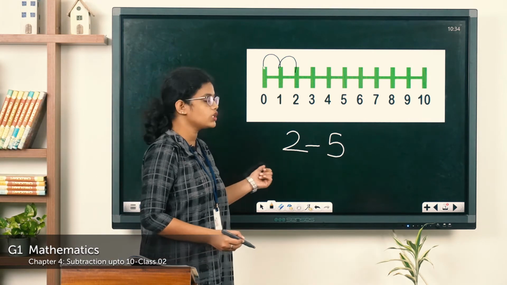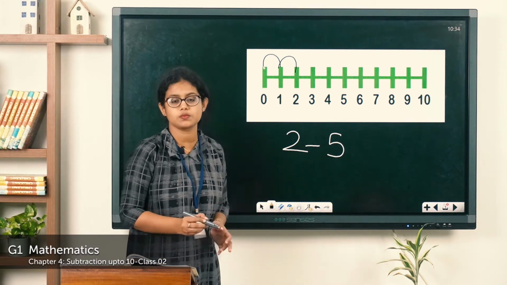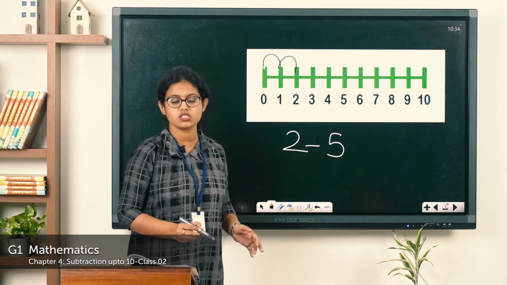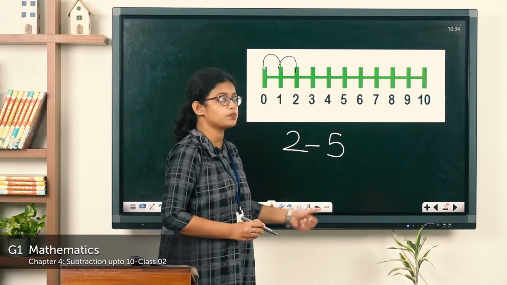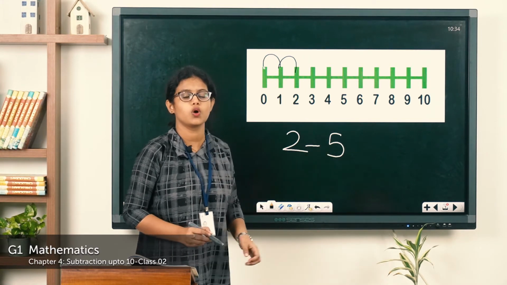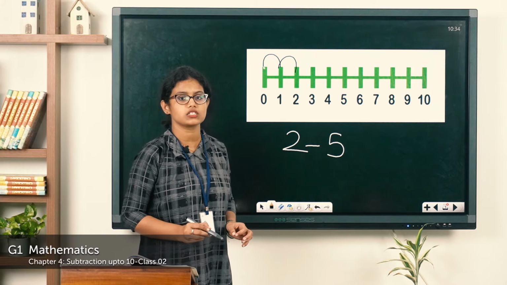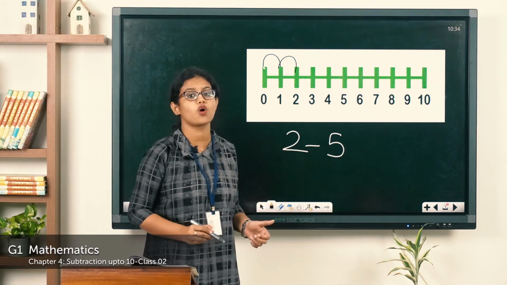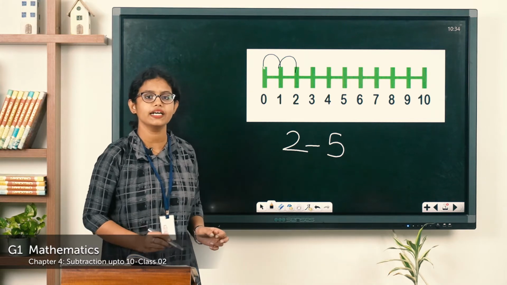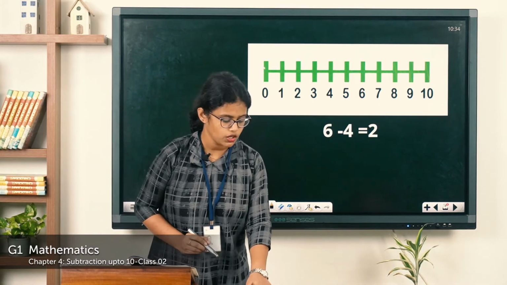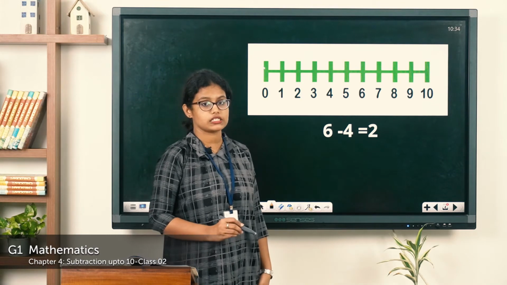Can we move? No. So what did you understand from this? In subtraction, we cannot subtract from a smaller number. Can we subtract 5 from 2? No, we cannot subtract a number from a smaller number. We can only subtract from a bigger number. Okay. Now let's see another example.